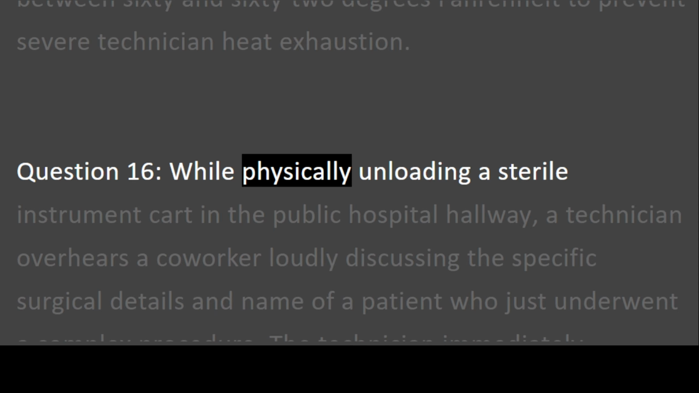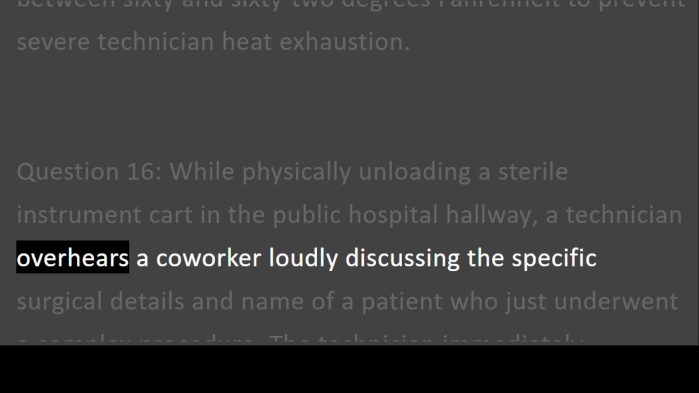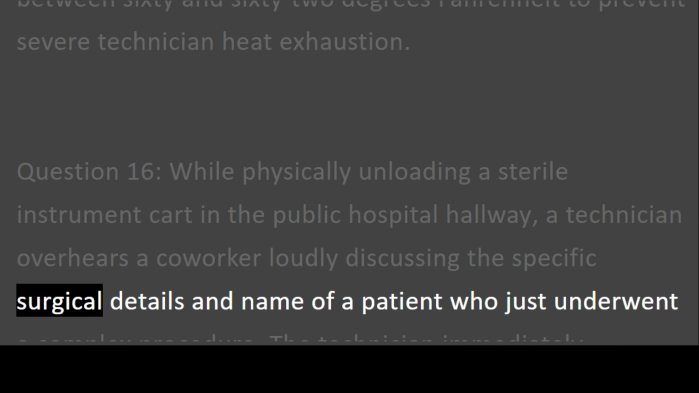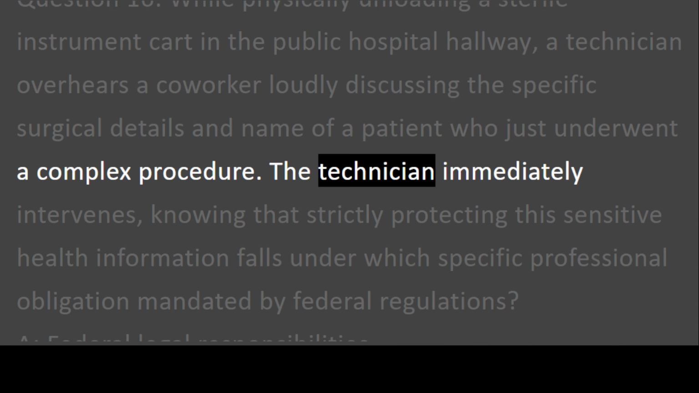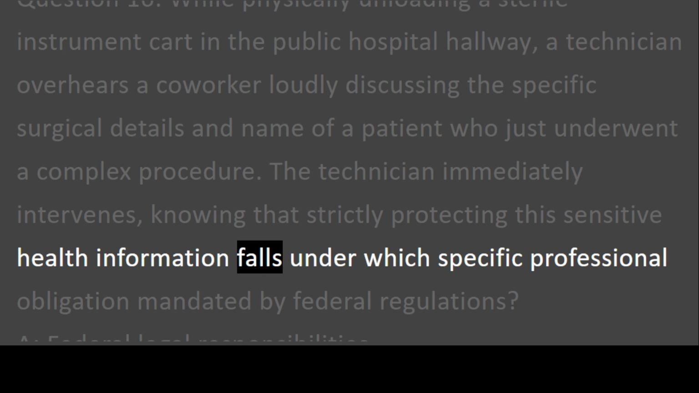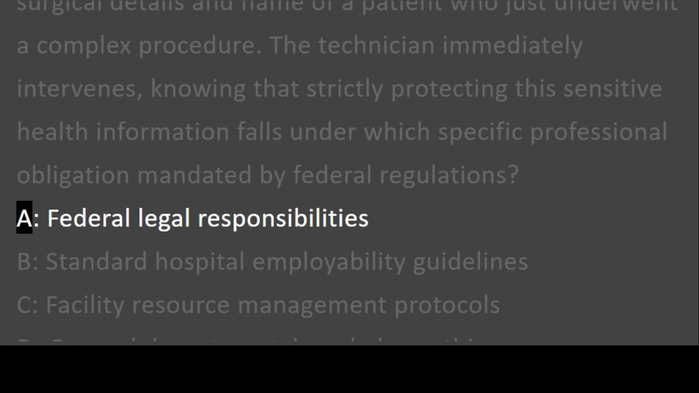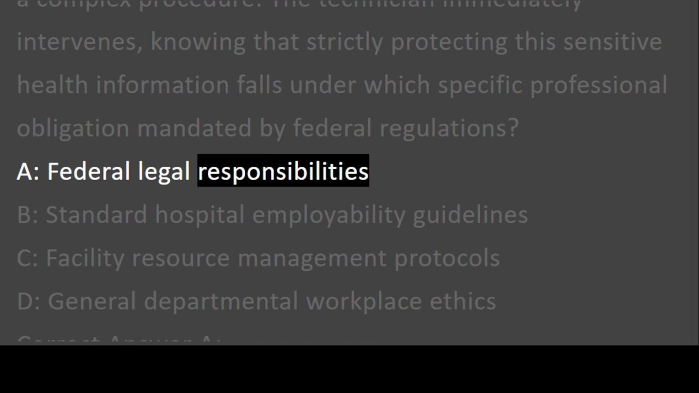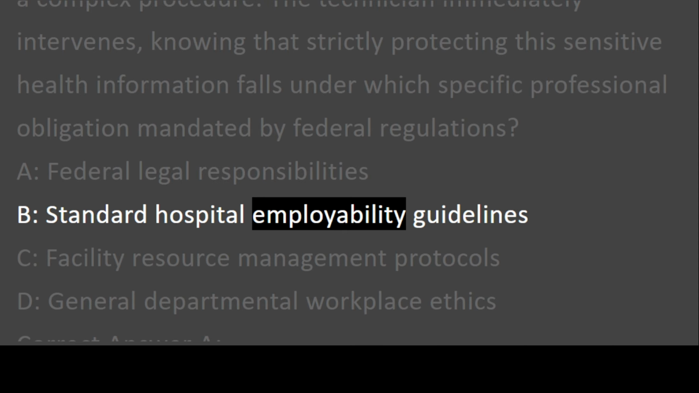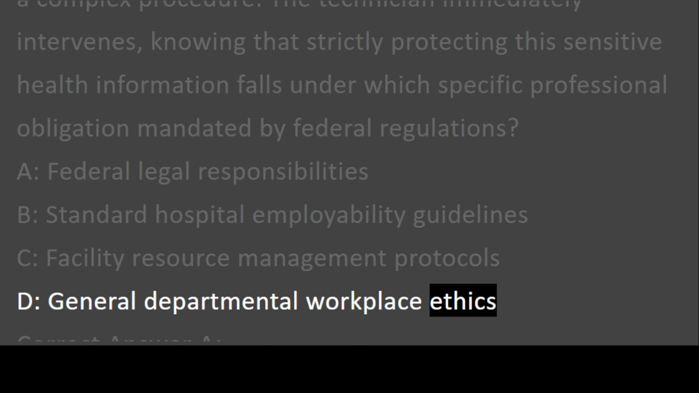Question 16. While physically unloading a sterile instrument cart in the public hospital hallway, a technician overhears a coworker loudly discussing the specific surgical details and name of a patient who just underwent a complex procedure. The technician immediately intervenes, knowing that strictly protecting this sensitive health information falls under which specific professional obligation mandated by federal regulations? A. Federal legal responsibilities. B. Standard hospital employability guidelines. C. Facility resource management protocols. D. General departmental workplace ethics.